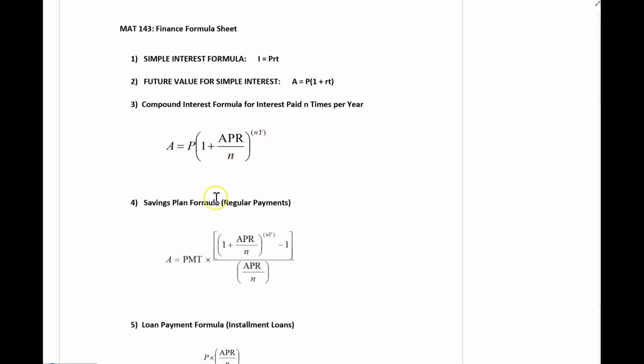We also know that it's not the savings plan formula, and the difference between number 3 and number 4 is how many times you are contributing to this account. So for formula number 3, this is a one-time deposit. Or we can also say a lump sum.